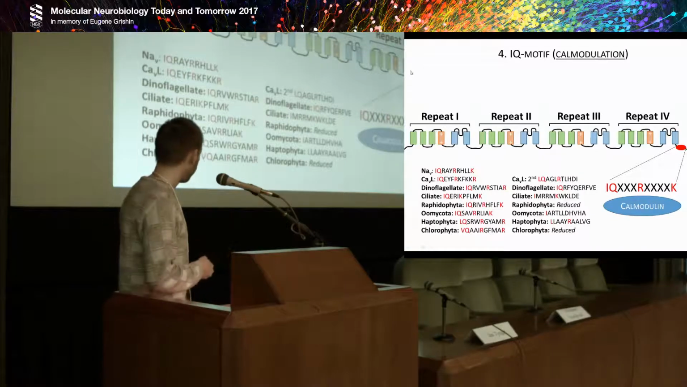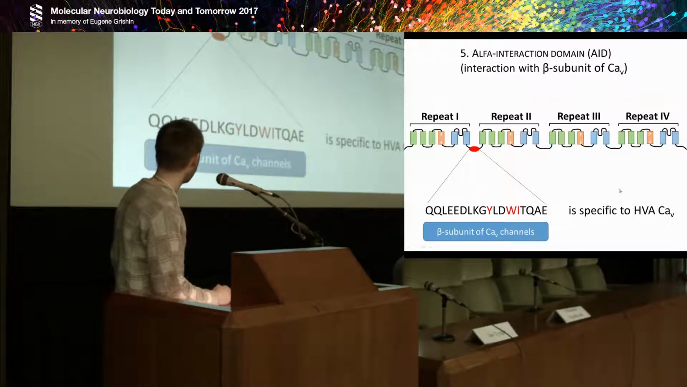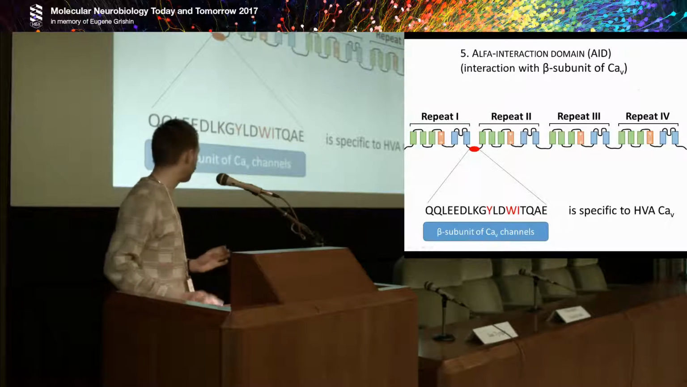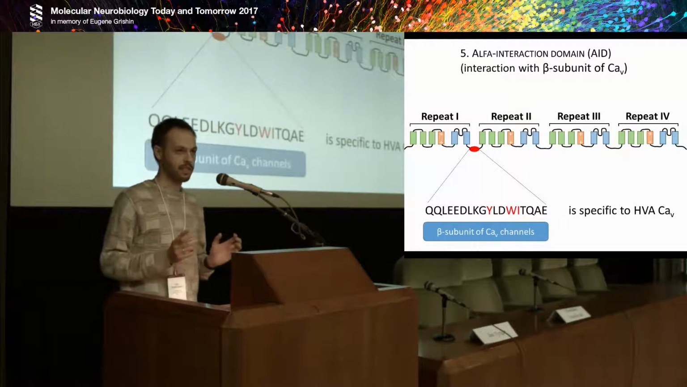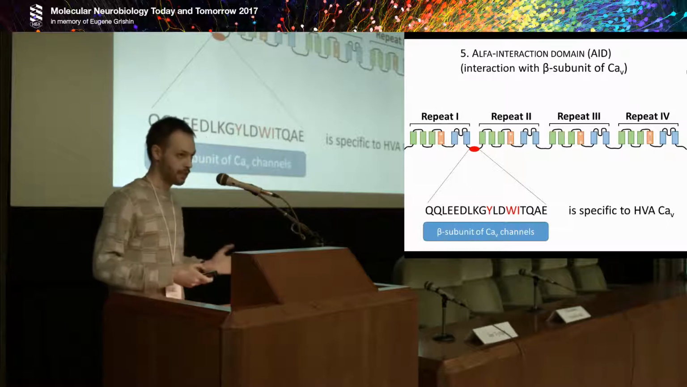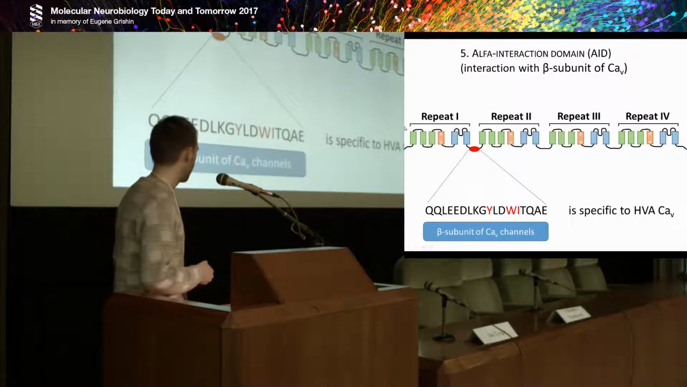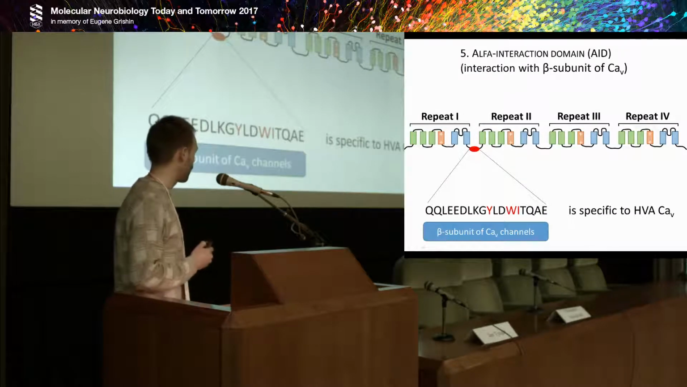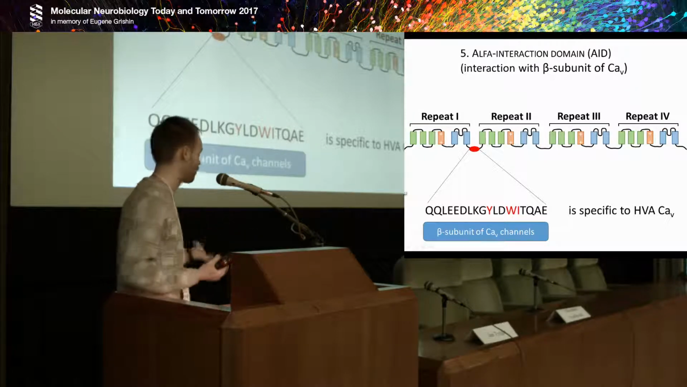And the last interesting motif was the link between repeat 1 and 2, which contains the so-called alpha interaction domain, the domain which is needed for interaction with the beta subunit of HVA calcium channels. And I would like to say that it is very abundant, but I can't. So it's a lineage-specific gain. Only HVA calcium channels possess a domain for interaction with the beta subunit of calcium channels.